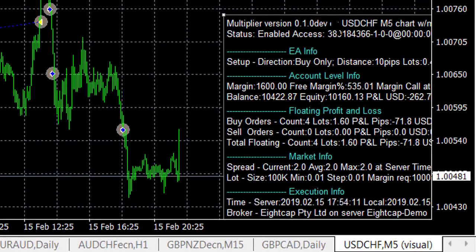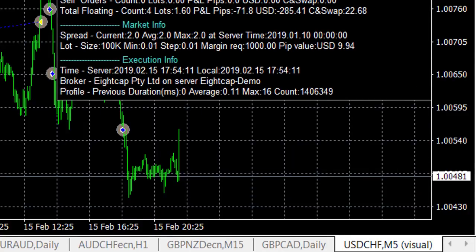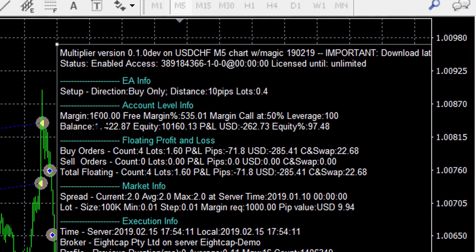Okay, so that's the other EA that we have. I call it the multiplier, and you can see that it works pretty well. These information blocks are pretty good because you can watch the progress and you can watch what's happening with your EA on a continuous basis.